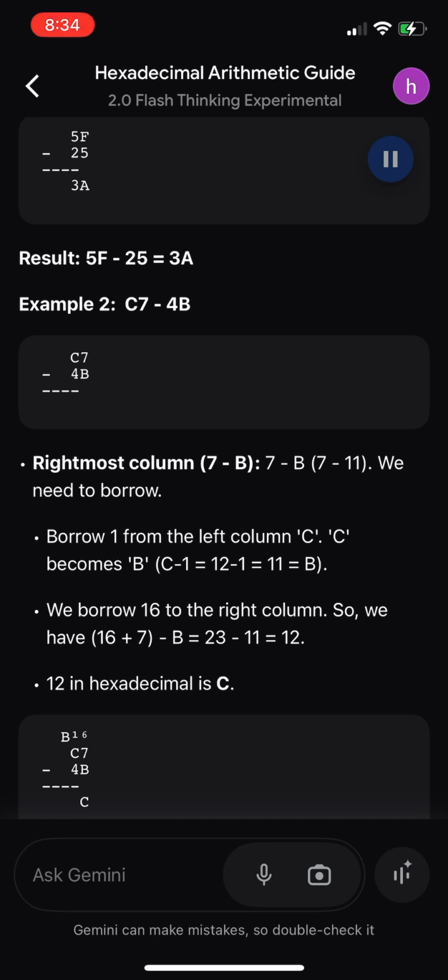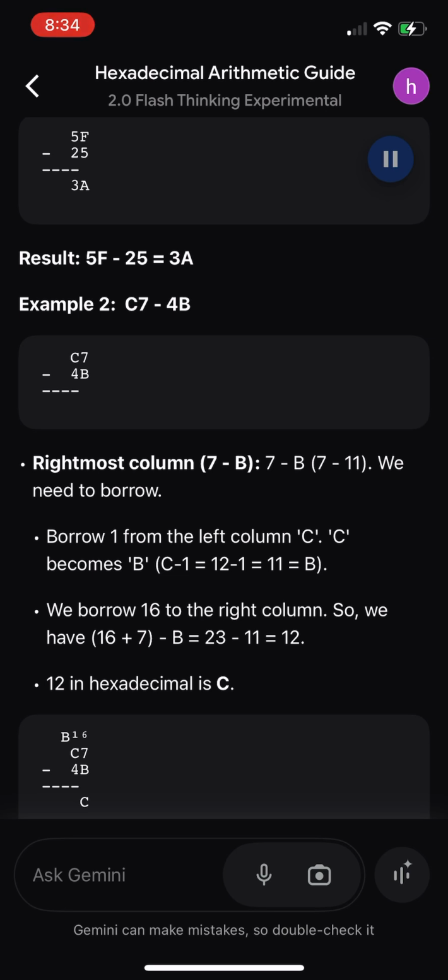1A × 2B, E, 4, shifted 1 place left. Left column, 1 × 2 plus carryover. 1 × 2 plus 1 equals 3. 3 in hexadecimal is 3. So we get 34, shifted 1 place left. Result of 1A × 2 shifted, 340.